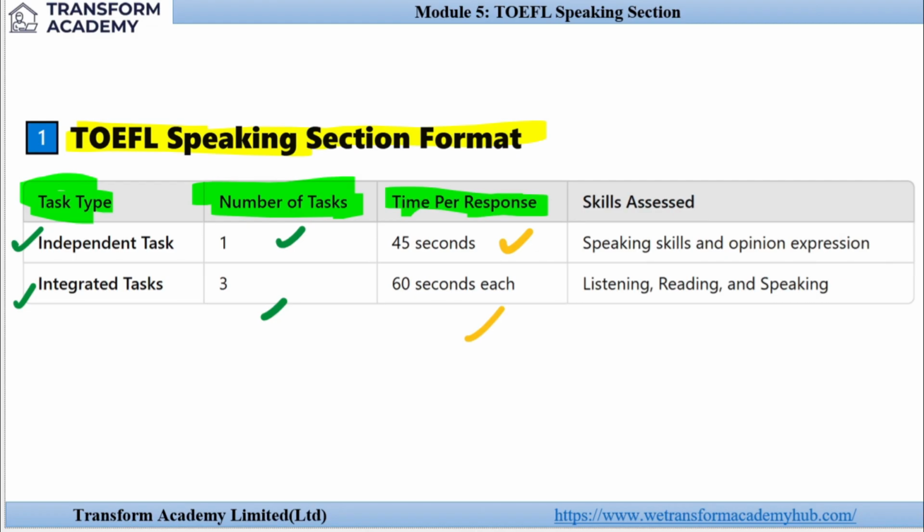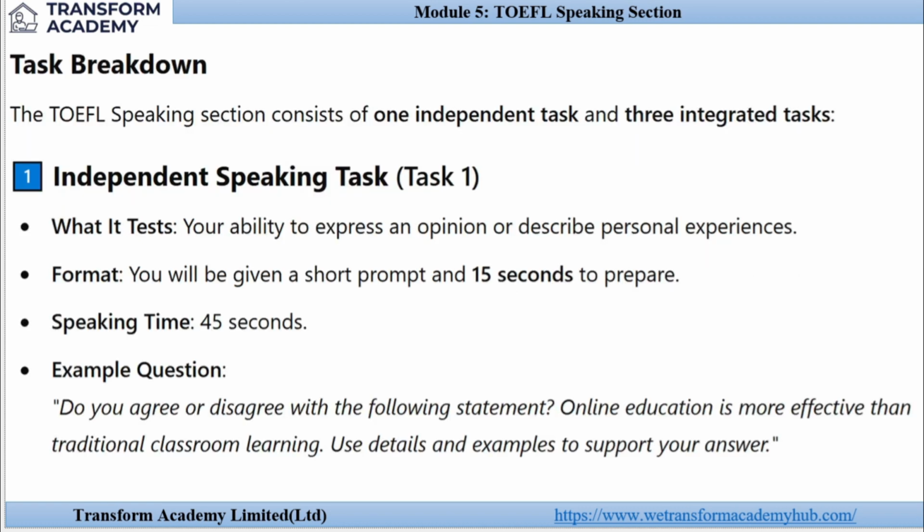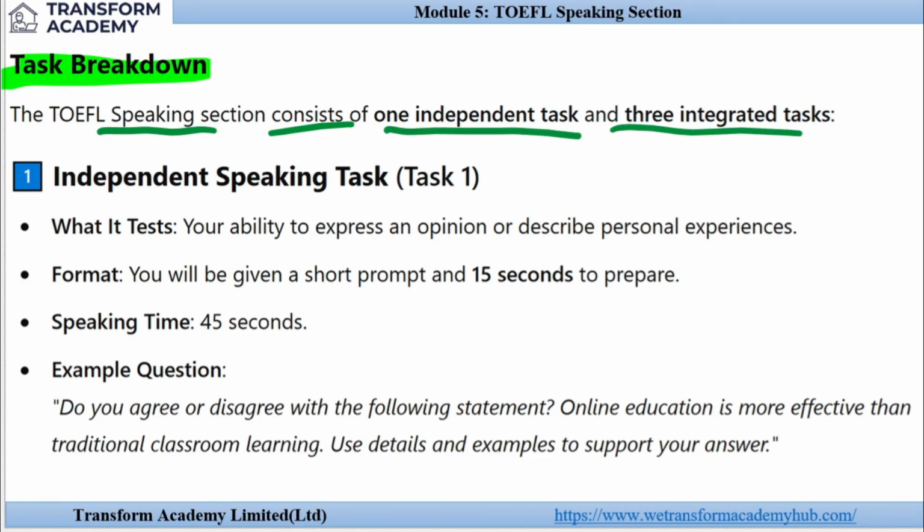Now the skills assessed. For the independent task, they are assessing speaking skills and opinion expression. Then listening, reading, and speaking are assessed in the integrated tasks. Now, the task breakdown. The TOEFL speaking section consists of one independent task and three integrated tasks.